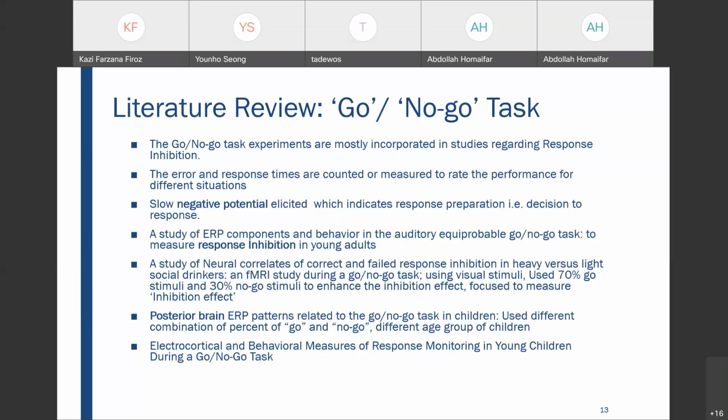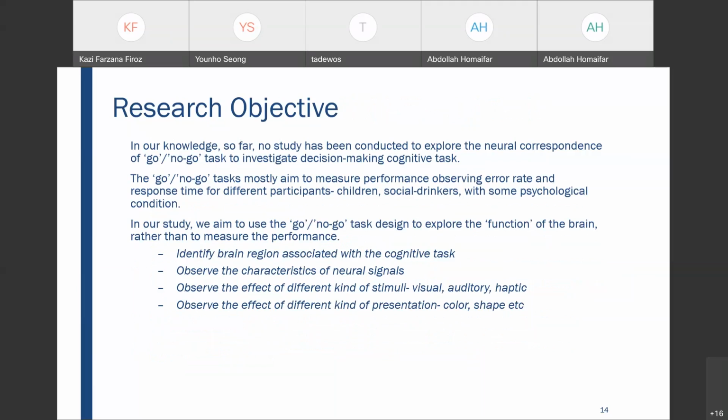the go-no-go task used to understand response inhibition in different kinds of social drinkers, and they also tried to measure the inhibition effect. Posterior brain ERP patterns associated with go-no-go tasks in children have also been studied to understand the difference between different age groups of children. Other studies have been done in young children to measure response monitoring and behavioral attitude. So to our knowledge, the go-no-go task mostly aims to measure performance, observing error rate and response time for different participants, like children, social drinkers, or people with some psychological condition like anxiety.